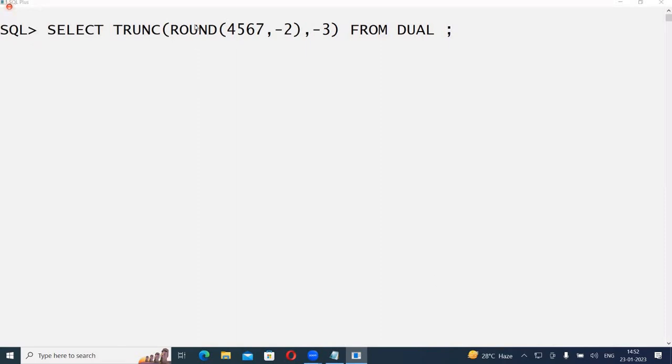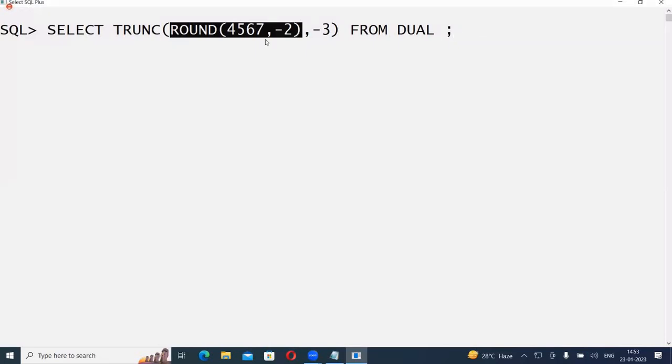Here, if you are calling a function in another function, as I said, the inner function is executed first. That means which is executed first? The round function is executed first. First it will execute round. 4567 is rounded to minus 2, that is to the nearest hundred. So this is between 4,500 and 4,600. This is rounded to 4,600. This round function gives 4,600.